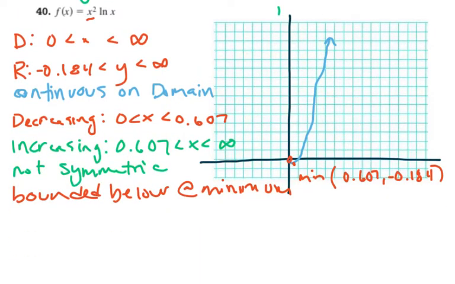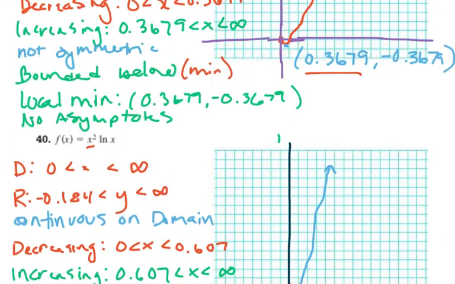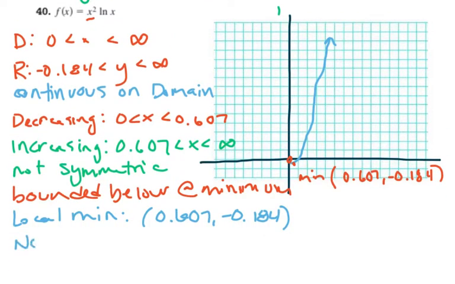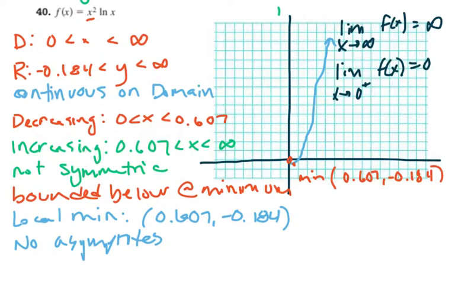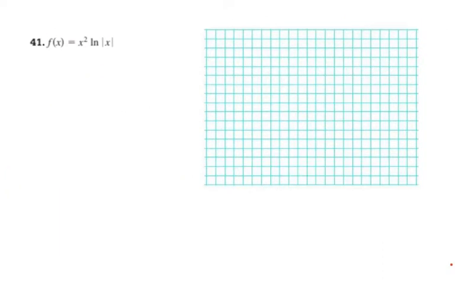And then we have a local minimum of that coordinate, 0.607. And then there are no asymptotes as before. And then we pretty much have the same end behavior. So the limit as x goes to infinity of the function, so to the right is infinity. And the limit as x goes to 0 from the right of the function approaches 0 as well. So we have two more like this.